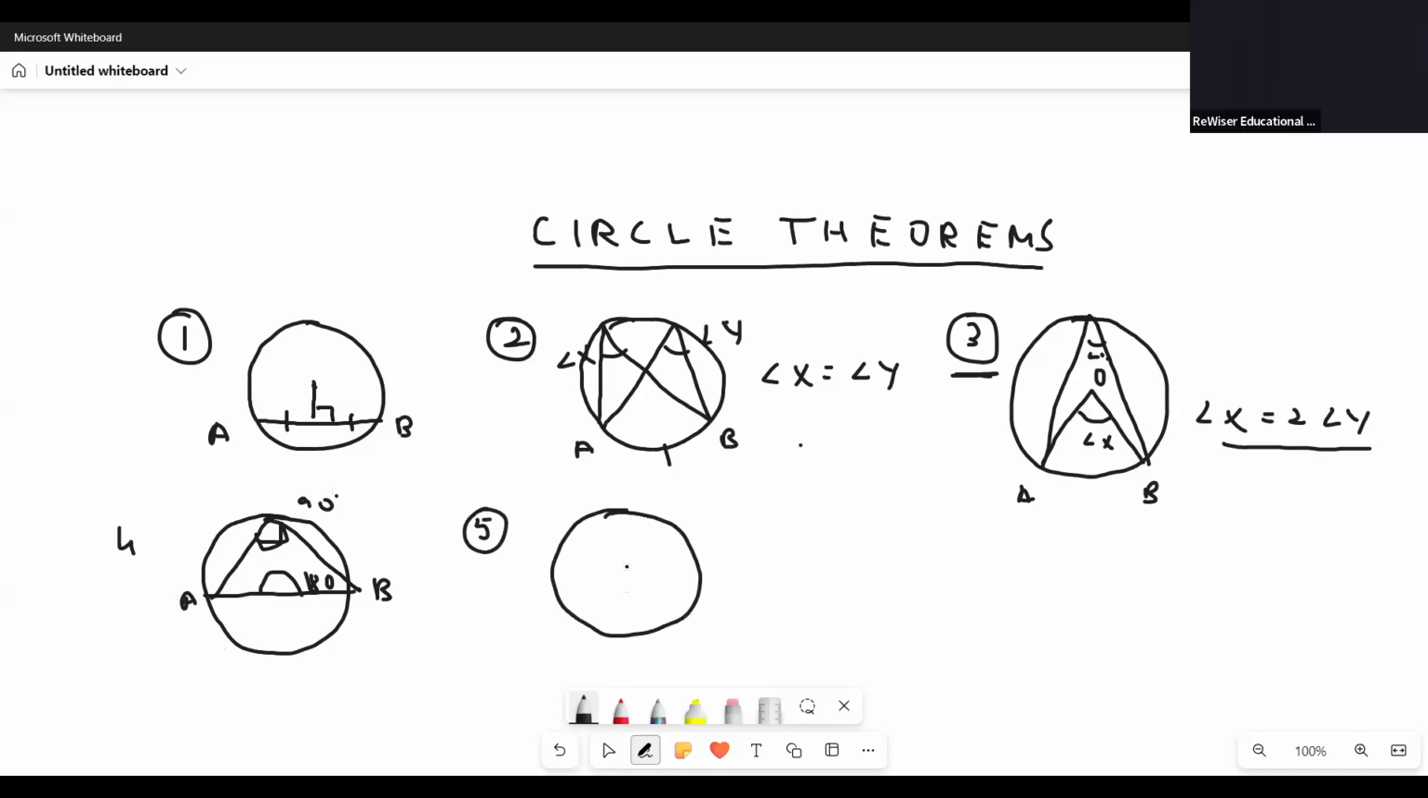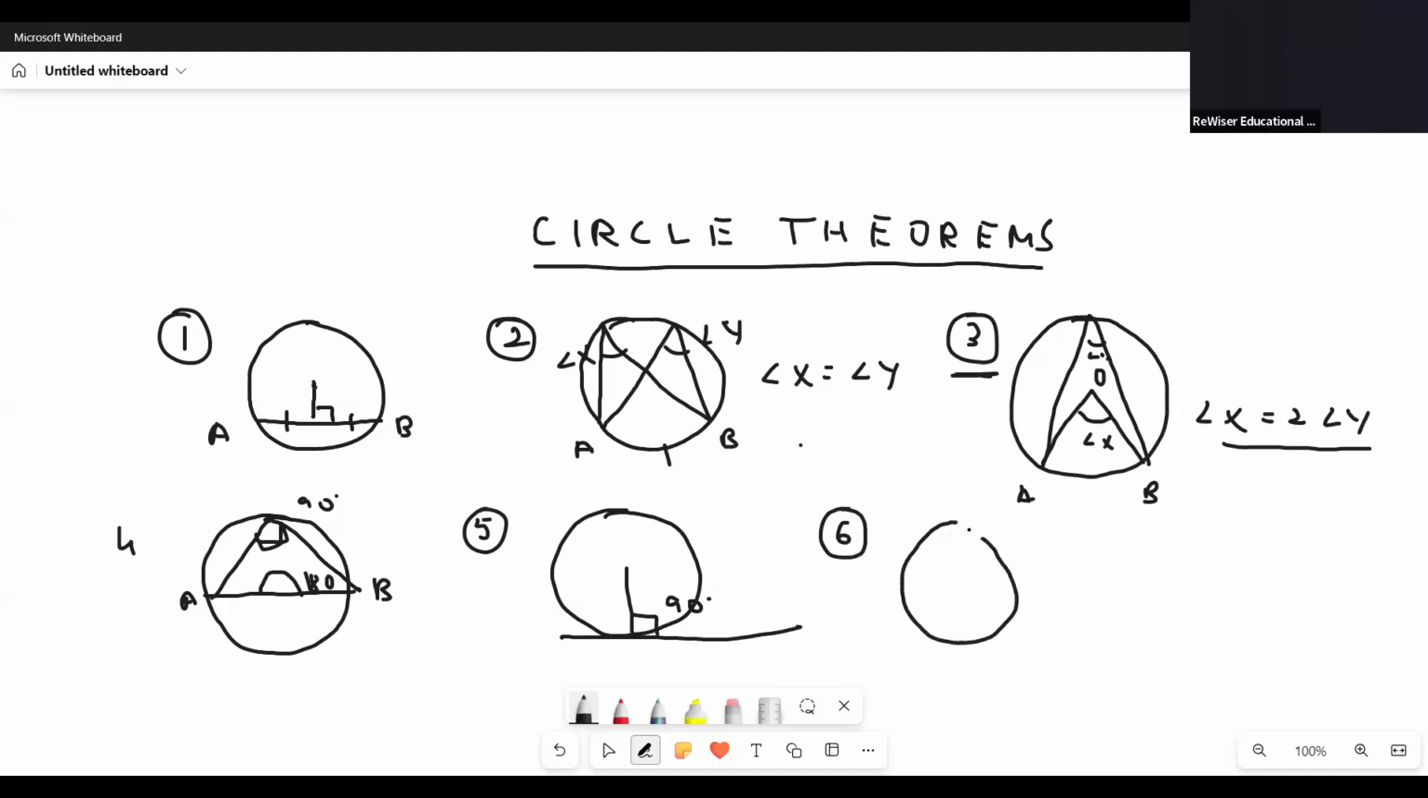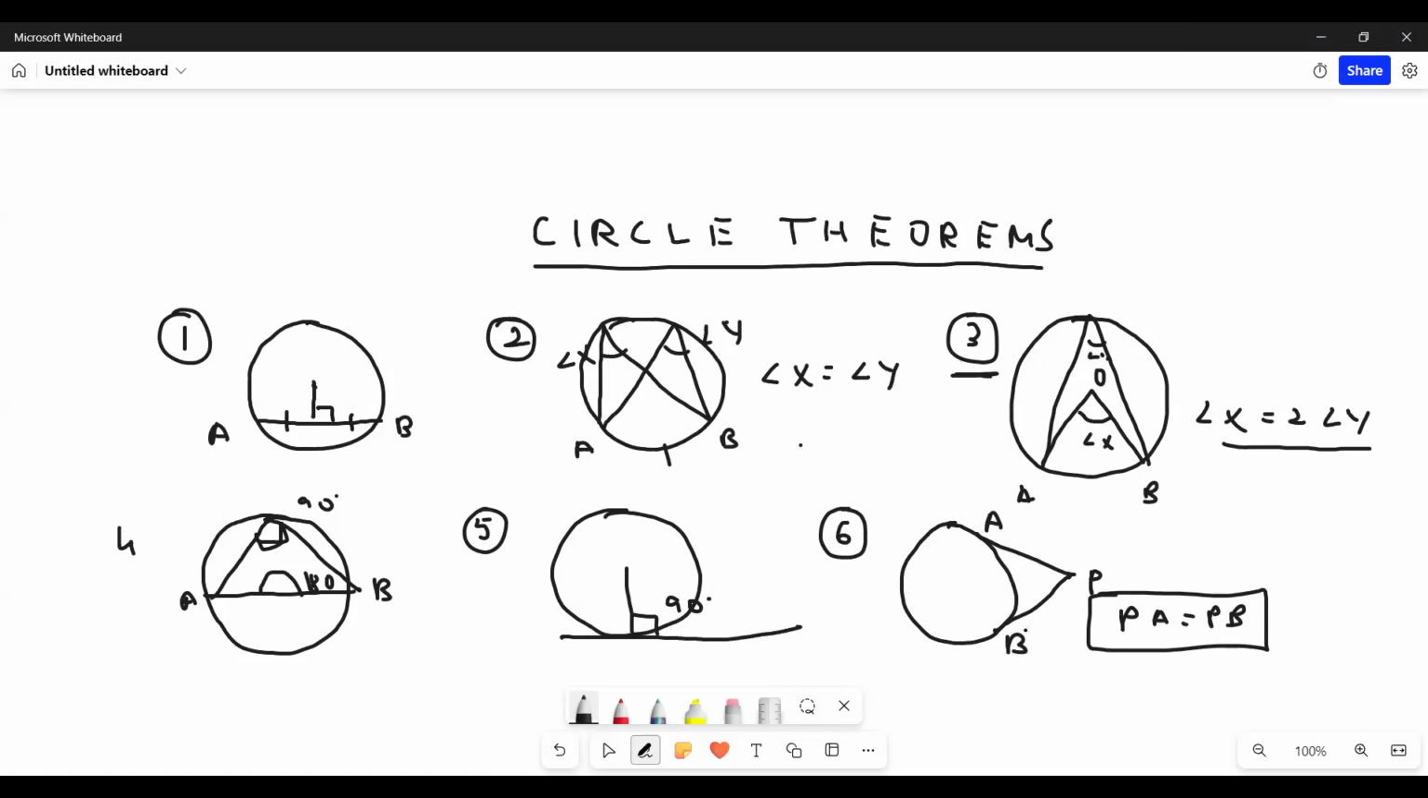Number 5. Any radius is perpendicular to the tangent drawn, right? The right angle, 90 degrees. Number 6. Length of the tangents drawn from the external point on the circle are equal in length. That means PA must be equal to PB, right? Got that? Please note these down or whatever you would like to write, because then I'll erase and place the other ones. Written? Right.